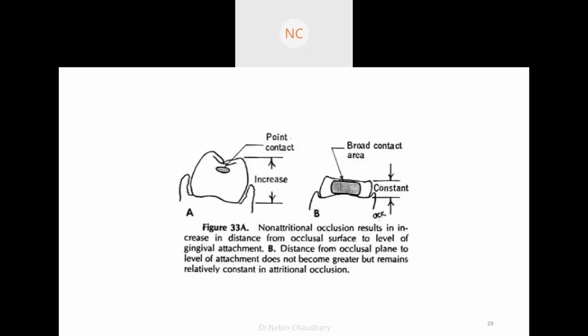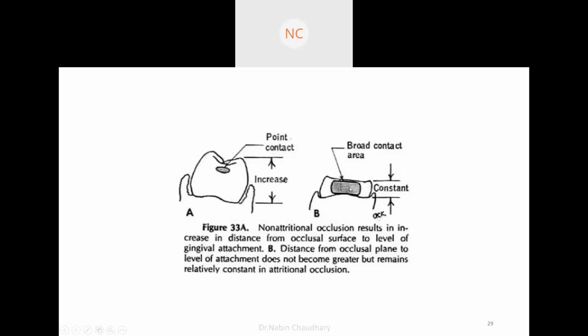And also in the case of civilized man, the contact point is less in non-attritional occlusion, whereas the contact point is broad in the case of the Australian Aborigine. This also prevents periodontal disease in the Australian Aborigine, because in the civilized man the length from the contact point to the gingival margin is increased, and this might result in periodontal disease.